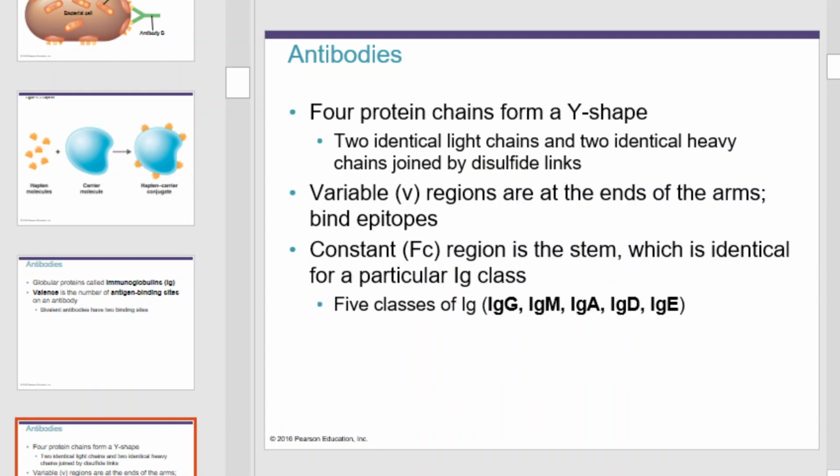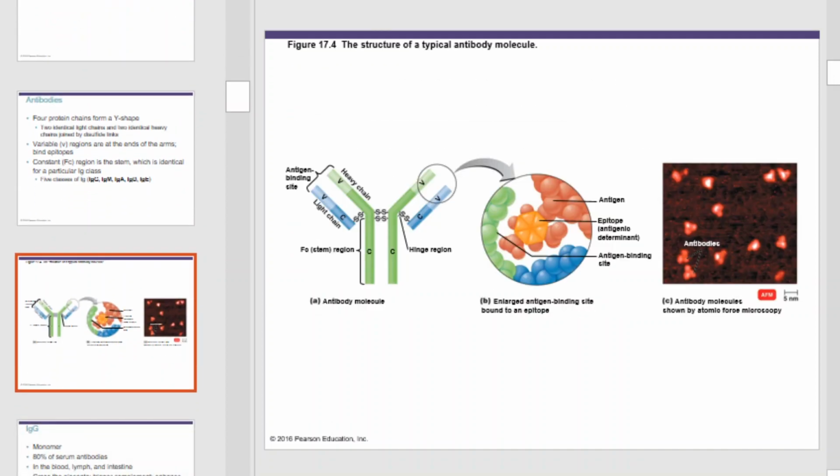Four protein chains form a Y shape in each antibody's base structure. 2 identical light chains and 2 identical heavy chains are joined by disulfide links. Each antibody also has a V, or variable region, at the end of the arms that bind with epitopes. A constant region, or Fc region, is the stem, which is identical for a particular Ig class. There are 5 classes of Ig: IgG, IgM, IgA, IgD, and IgE. This is an illustration of the base structure of an antibody.